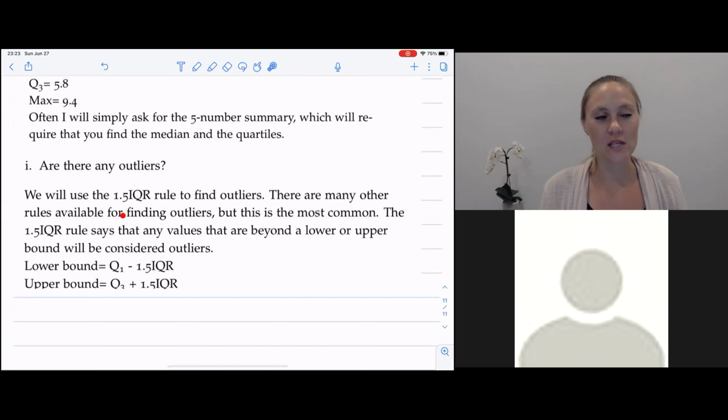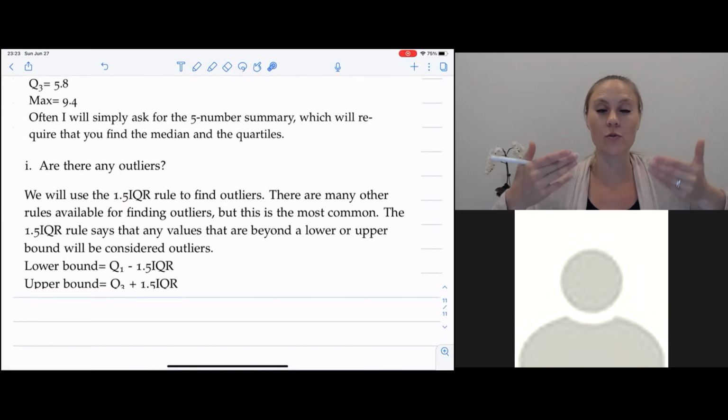So what we do is we take the interquartile range, which is the distance between the quartiles. We multiply it by 1.5. And then we take that distance from each of the quartiles, and those will make up our upper and lower bounds.